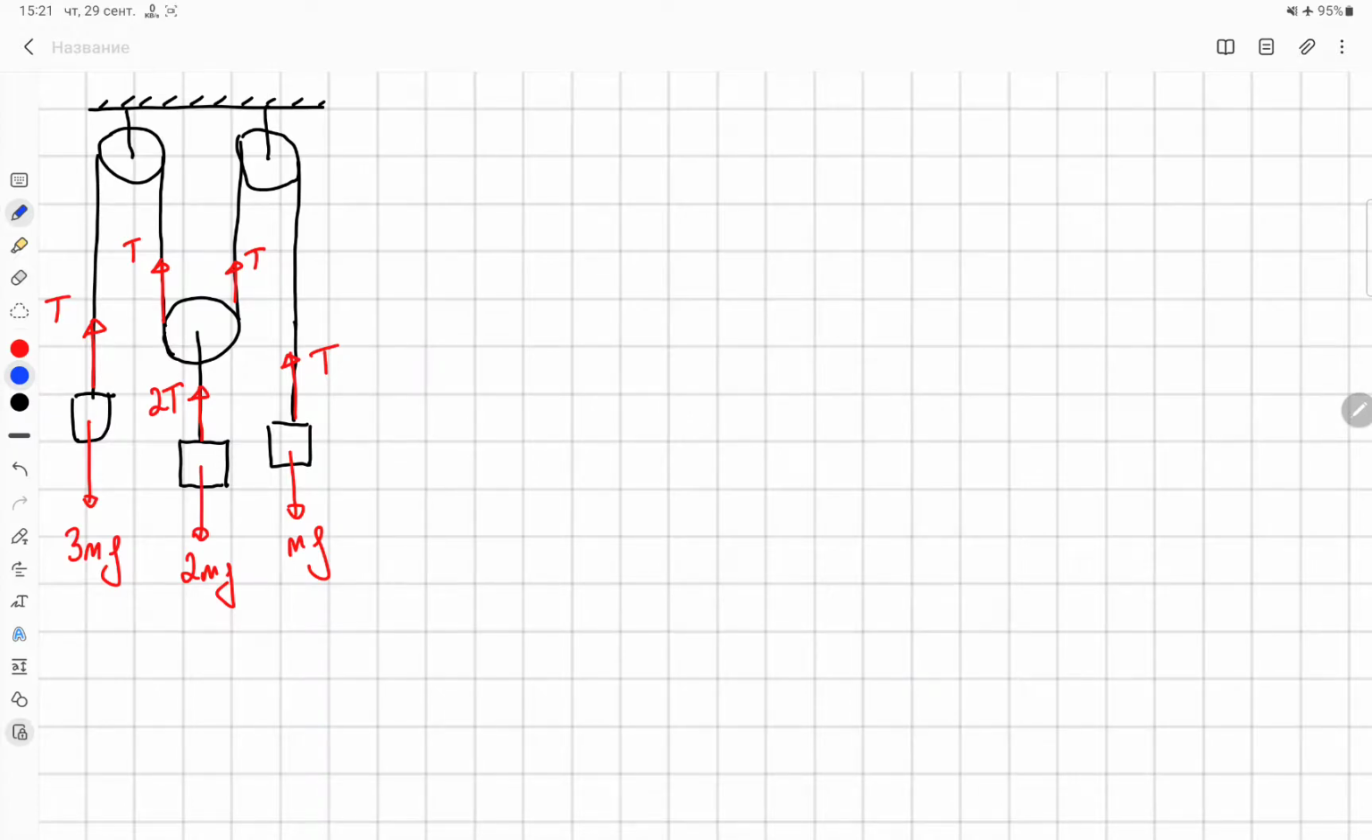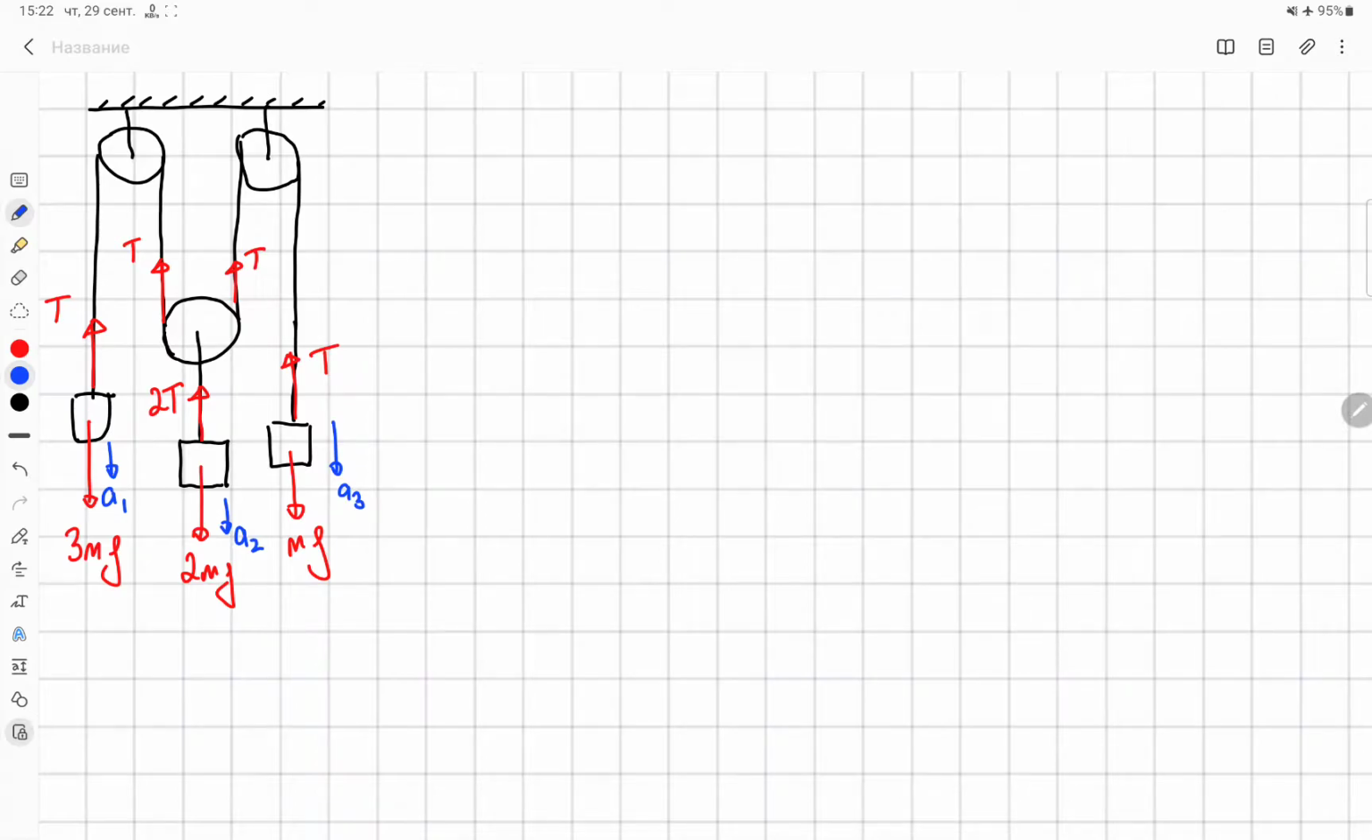So let me say that the first one will move downward with acceleration a1, the middle one moves downward with acceleration a2, and the last one moves downward with acceleration a3. I am assuming that they all will move with different accelerations.